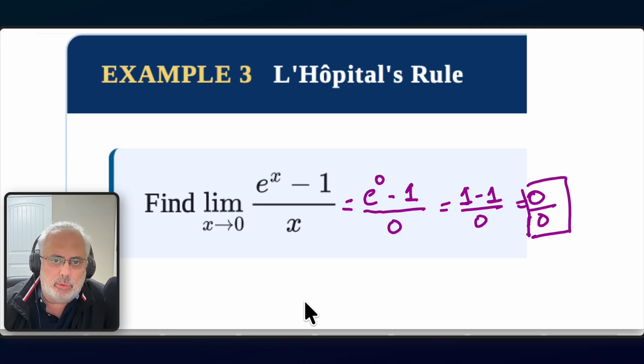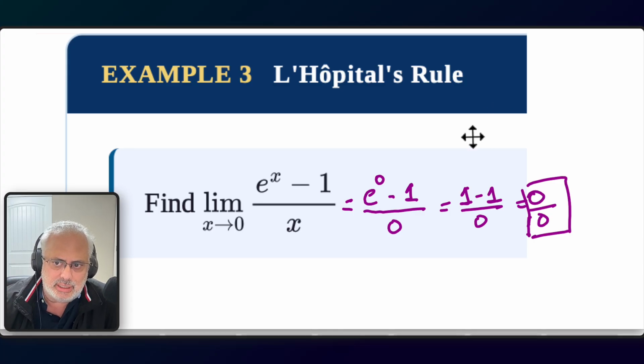L'Hopital's rule basically says that when we have this kind of indetermination, we can find the derivative of the top and the derivative of the bottom, separately. So not as a quotient. Some students make that mistake. They differentiate the total expression, the quotient, using the quotient rule. No, it's not like that. You find the derivative of the top and the derivative of the bottom.